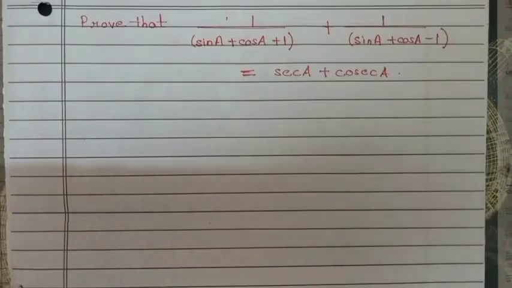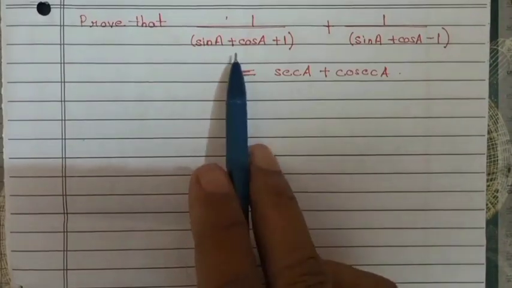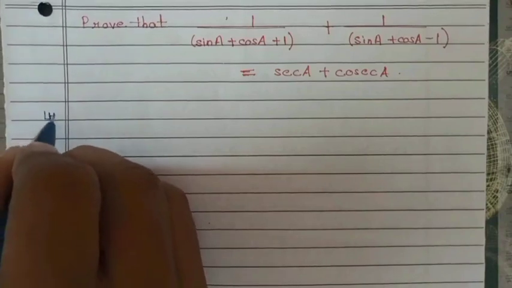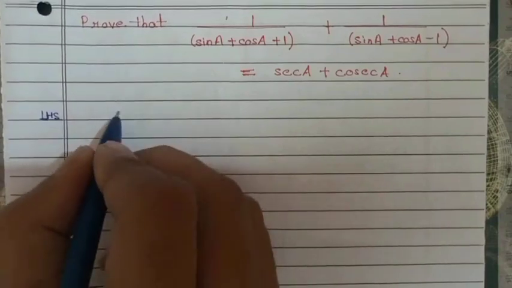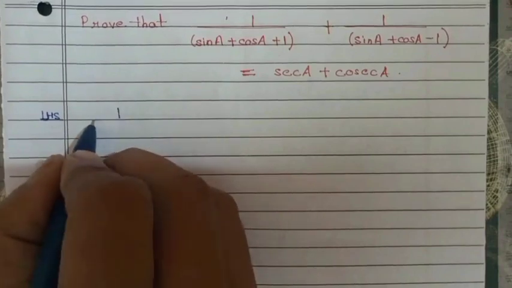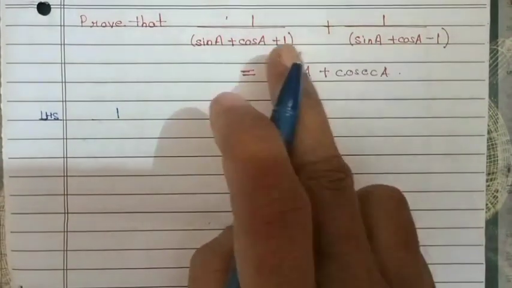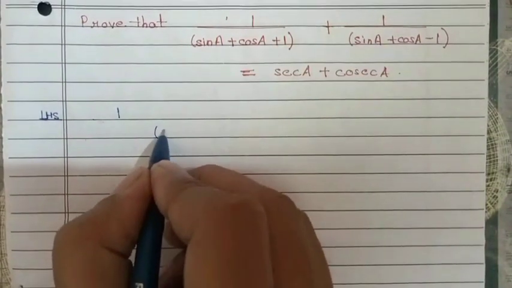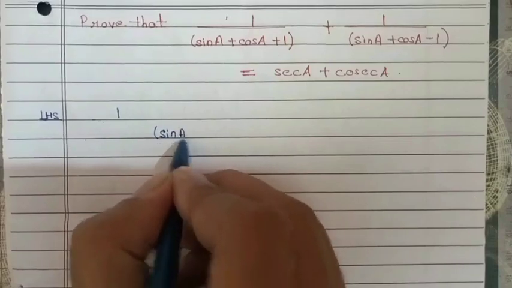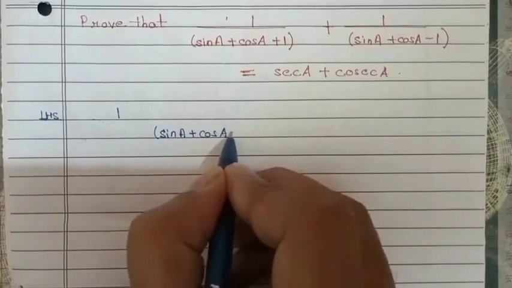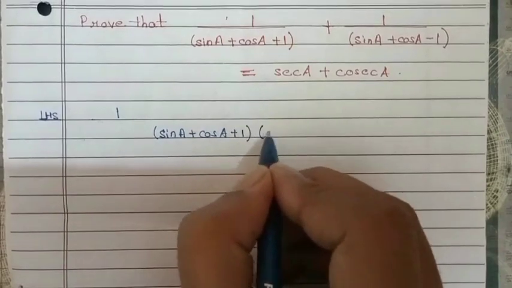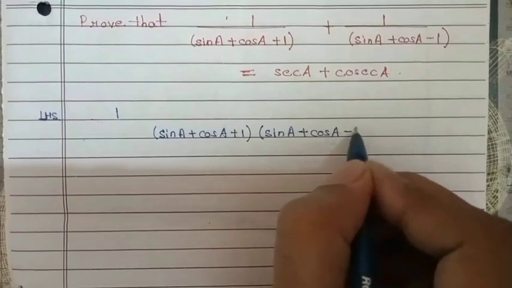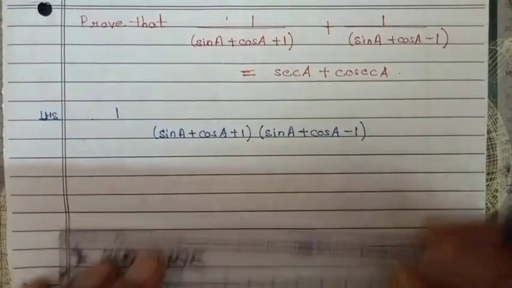Now see, in this question, this is our left hand side, so we are starting with the left hand side. On the left hand side we will take LCM, so LCM will be sine A plus cos A plus 1 into sine A plus cos A minus 1. So this will be our LCM part.